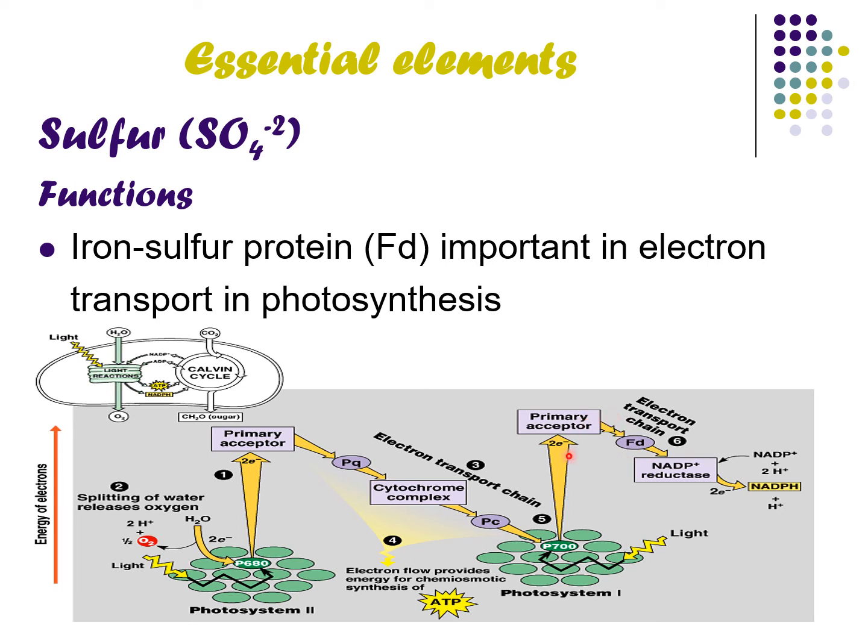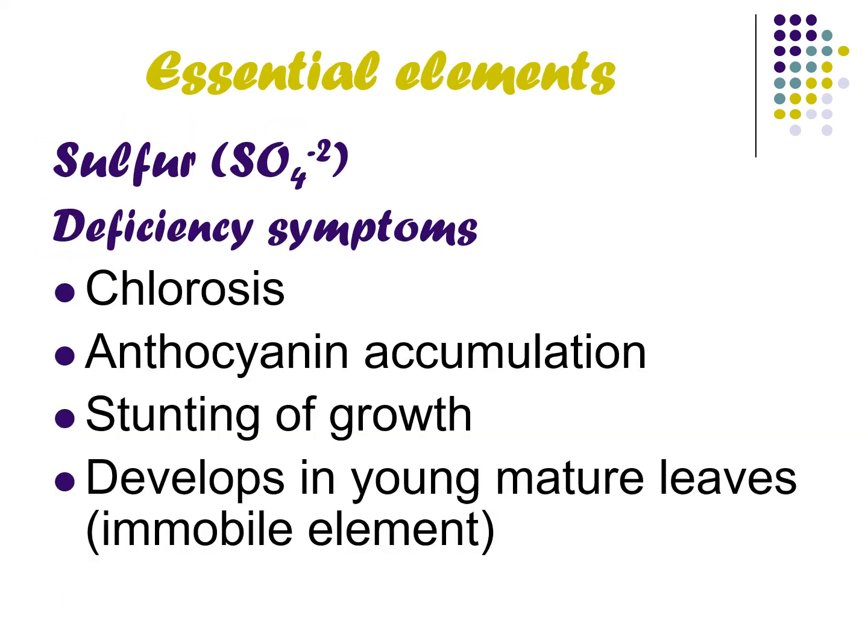Pyridoxine is a small protein containing iron and sulfur atoms, which is important in electron transfer reactions of photosynthesis. Many of the symptoms of sulfur deficiency are similar to those of nitrogen deficiency, including chlorosis, anthocyanin accumulation, and stunting of growth. This similarity is not surprising, since sulfur and nitrogen are both constituents of proteins.